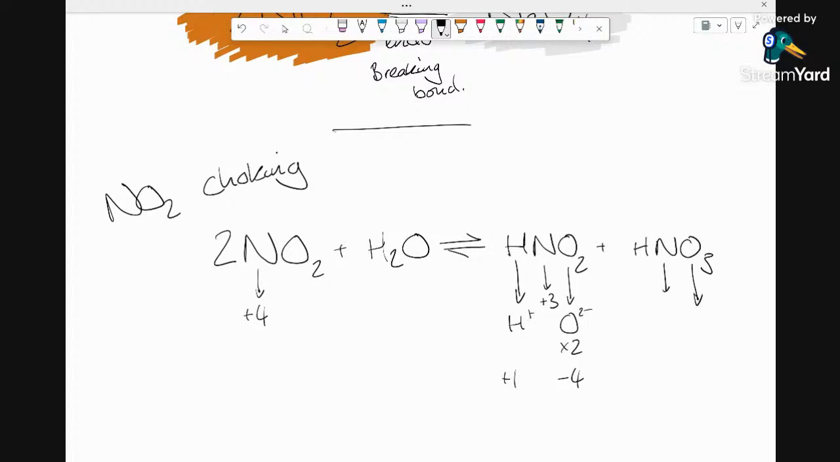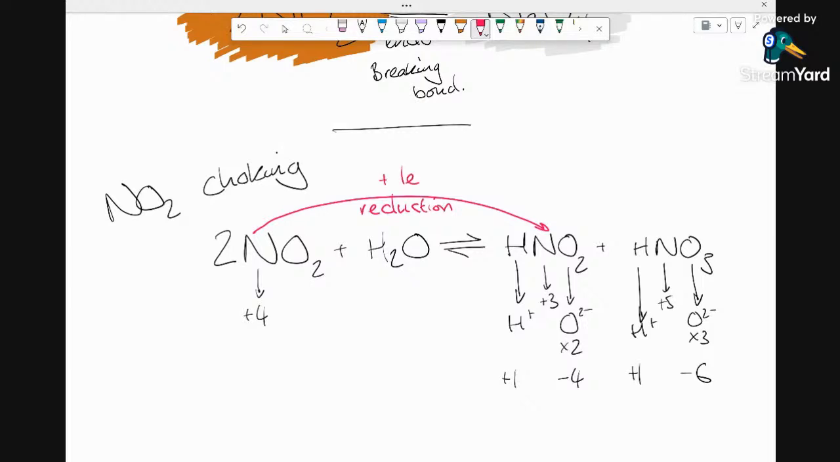So this one's going to be O2 minus times by 3, giving us -6. H plus for that, +1, which means this must be in a +5. Interesting. This is a disproportionation. We have nitrogen going, but this is now a reduction. This is the reduction reaction when the nitrogen gains 1 electron, so this is +1 e minus to go from +4 to +3. It's gone down in charge, but it's also been oxidized as well.